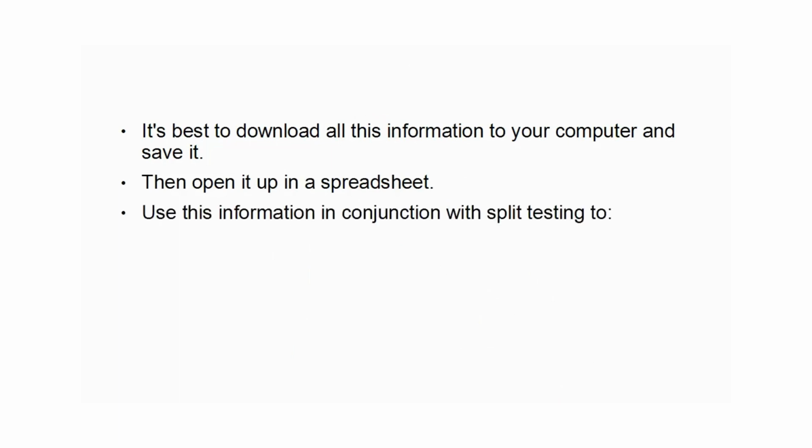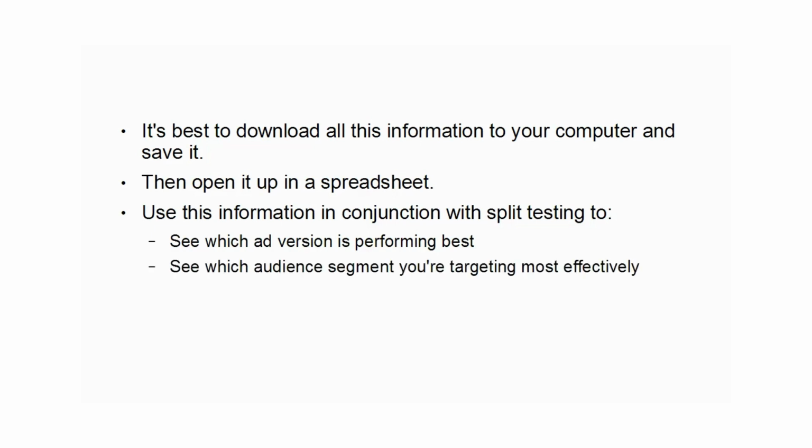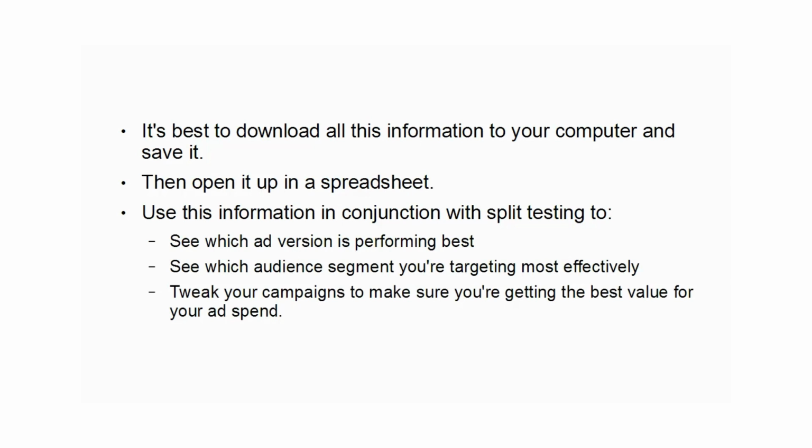Now, at this point, you might be on information overload and not know what to do with all this data. It's best to download all this information to your computer and save it, and then you can open it up as a spreadsheet. You want to use this information in conjunction with split testing to see which ad version is performing best, see which audience segment you're targeting most effectively, and to tweak your campaigns to make sure you're getting the best value for your ad spend.